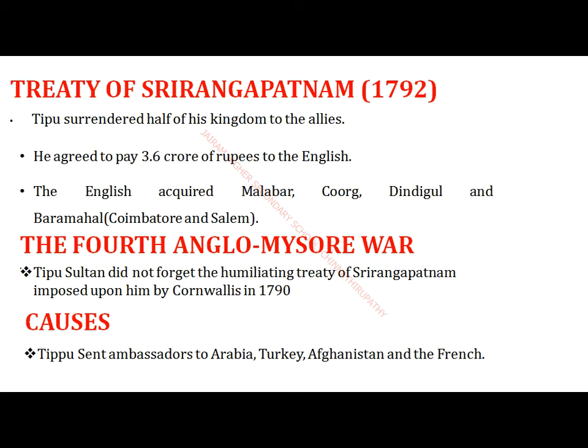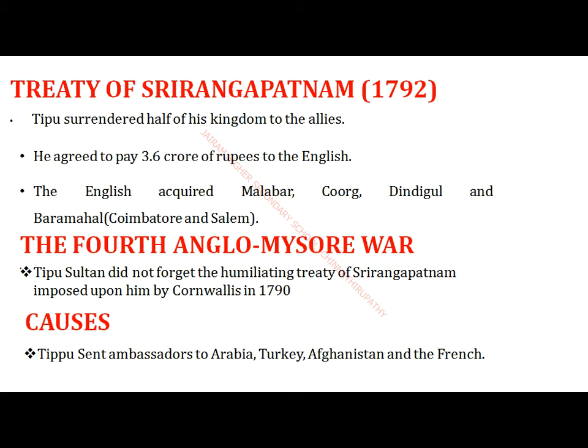Tipu surrendered half of his kingdom to the Allies. I have already given an explanation: a country that has an agreement to support another country, especially in a war, is known as an ally country. Under this treaty, Tipu Sultan surrendered half of his kingdom to the Britishers, and he agreed to pay 3.6 crore rupees to the English. English means here the Britishers.